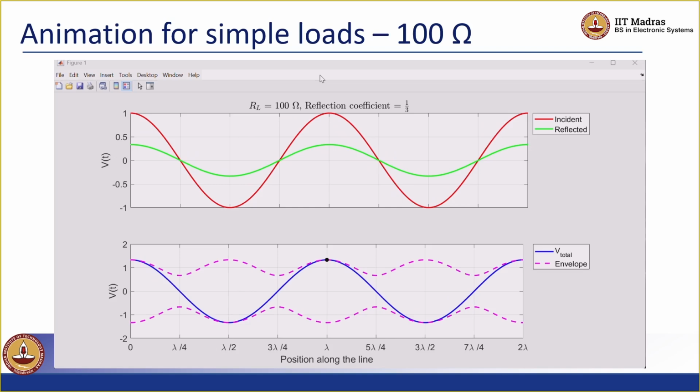Now, in the next week, we will see how we can make use of all that we have learned and put this knowledge to use in some practical circuits in some way.